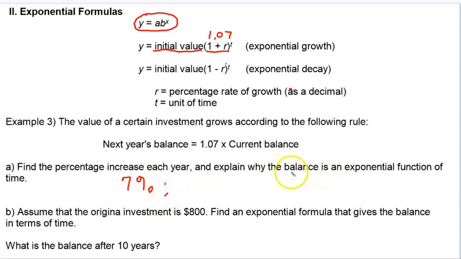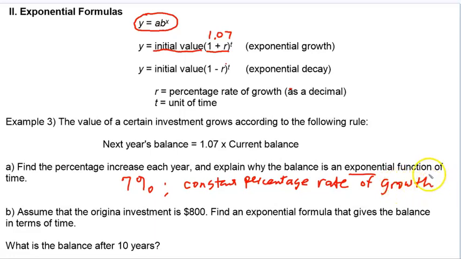Why is the balance an exponential function of time? Because this is a constant percentage rate of growth, just the definition of exponential functions. Namely, it's growing by 7% each year in this case. Okay, assume that the original investment is $800. Find an exponential formula that gives the balance in terms of time.